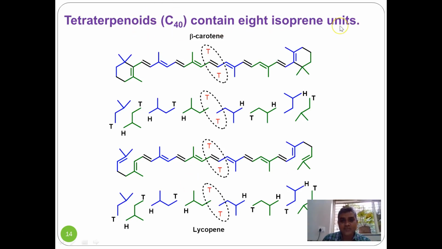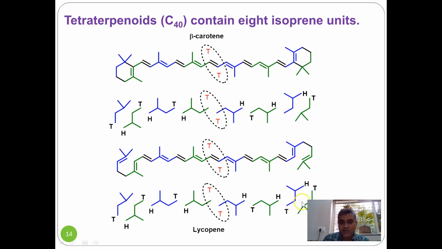Tetraterpenoids contain 8 isoprene units, like beta carotene and lycopene. All of them contain only carbon and hydrogen, so they can be called terpenes, and specifically it's a tetraterpene. Now again in a large portion of the molecule there is a head to tail coupling in beta carotene, but at the central portion of the molecule an unbranched portion is connected to an unbranched portion, and therefore here there is a tail to tail coupling. Lycopene is present in tomatoes.